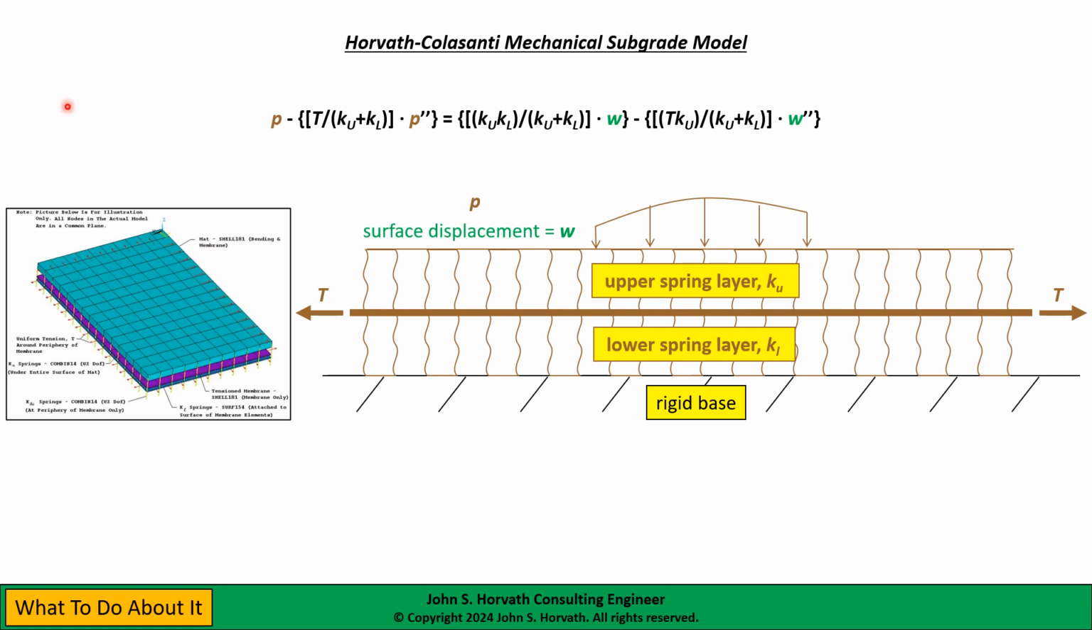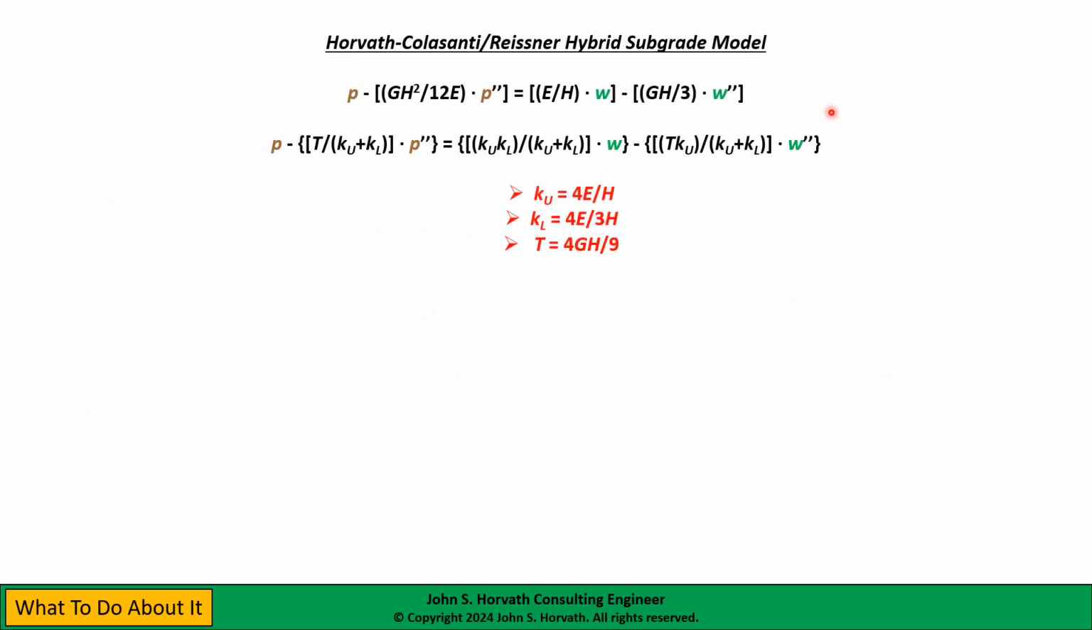Colasanti happened to use ANSYS simply because that was the software that he had available to him in his firm, but with any modern structural analysis software, it's very, very easy to implement this model. So the way you use this in practice is simply you combine these two models into a hybrid model.